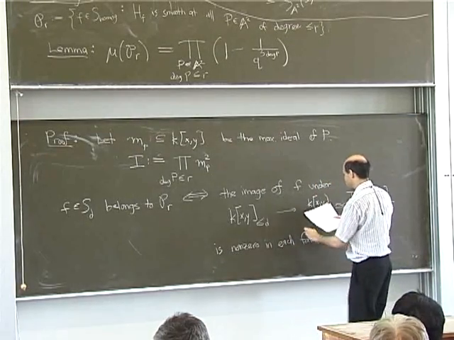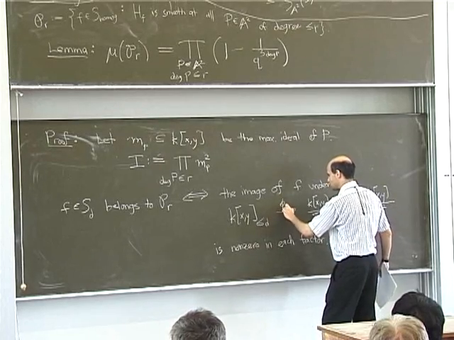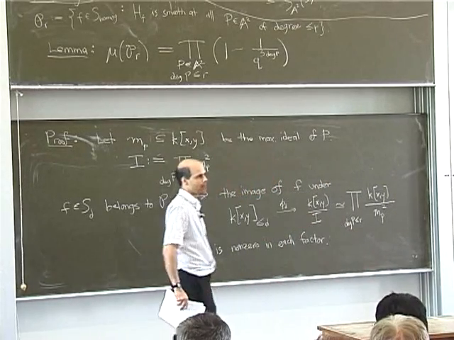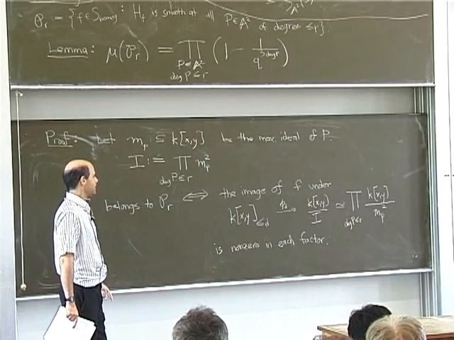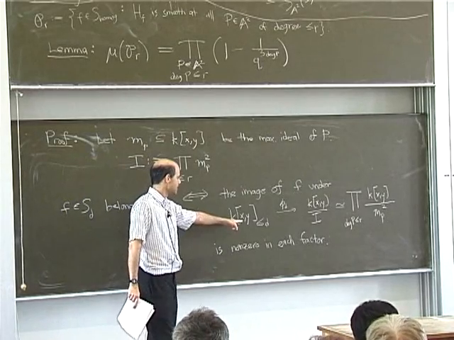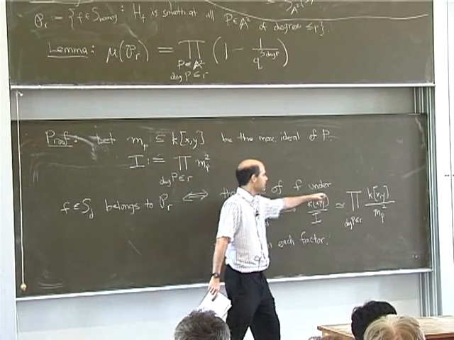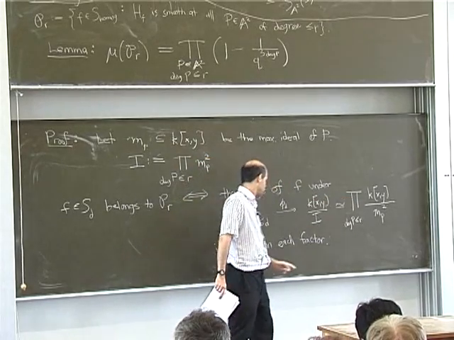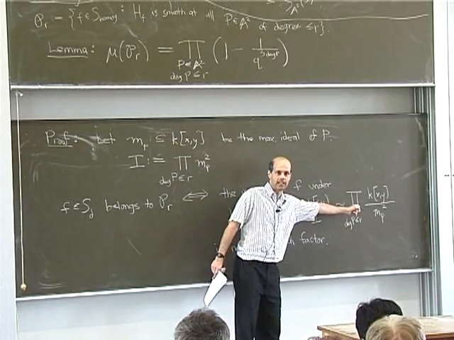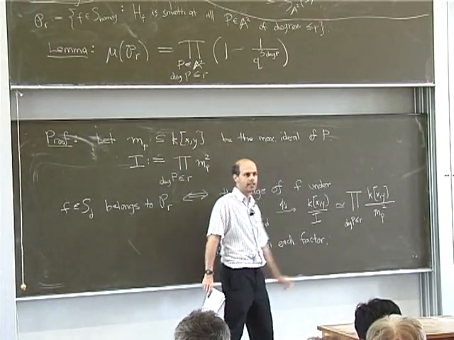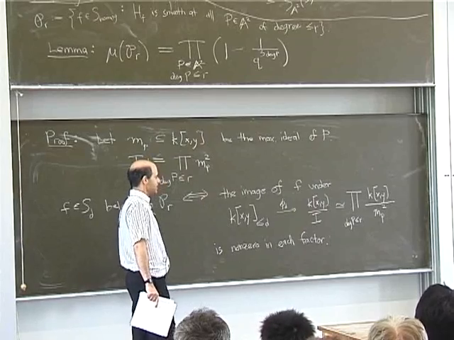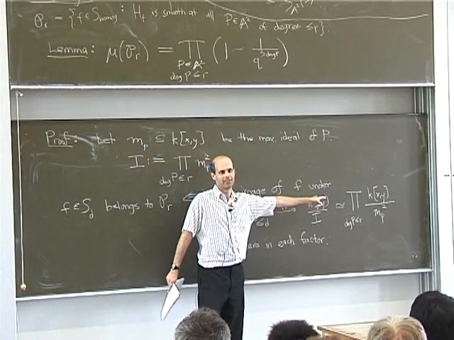So let me give this a name. Let's call this phi sub d. This is just the reduction modulo I map. And if I want to measure what fraction of polynomials have this property, that the image is non-zero in each factor, that's really easy to do if you know that this map is surjective.